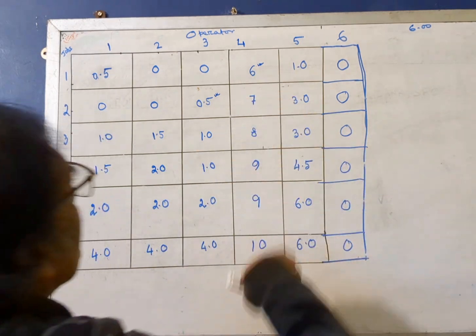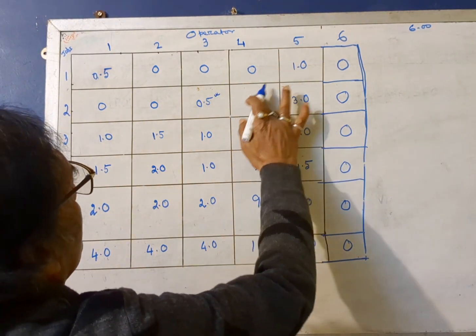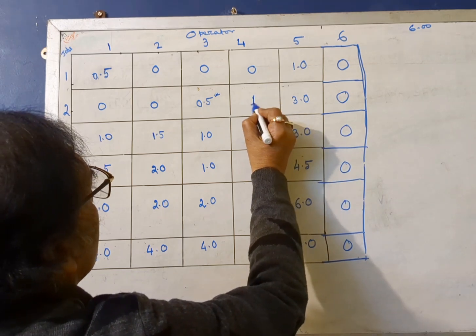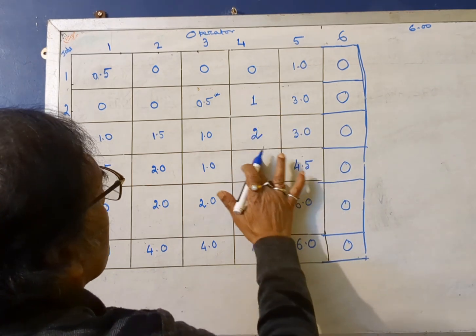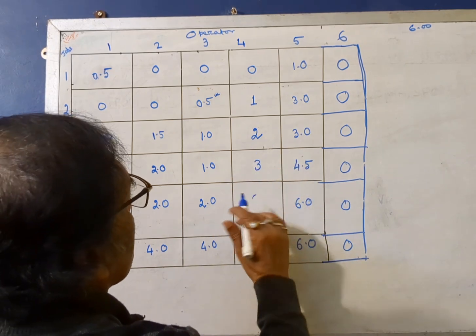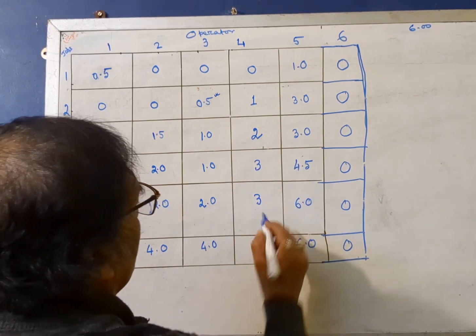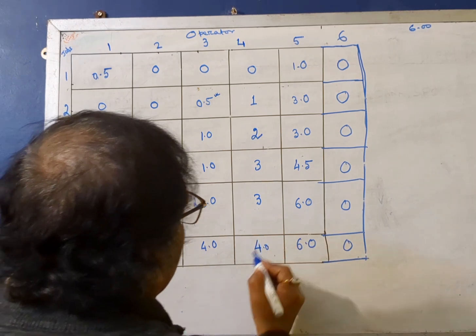Subtract 6 from all other elements. That's why the first element is 0. 7 minus 6 is 1. 8 minus 6, that is 2. And 9 minus 6, that is 3. 9 minus 6 again 3. And 10 minus 6, that is 4.